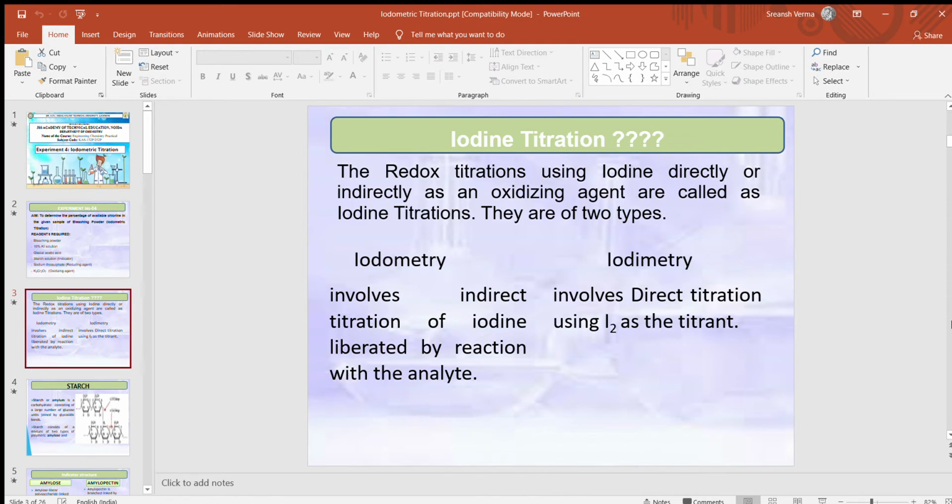Now, what are iodine titrations? They are basically redox titrations where the iodine is directly or indirectly used as an oxidizing agent, and the iodine titrations are of two types. They are iodometry and iodimetry. Iodometry titrations involve the titration of iodine, which is liberated by reaction with the analyte. Iodimetry involves direct titration using iodine as a titrant.